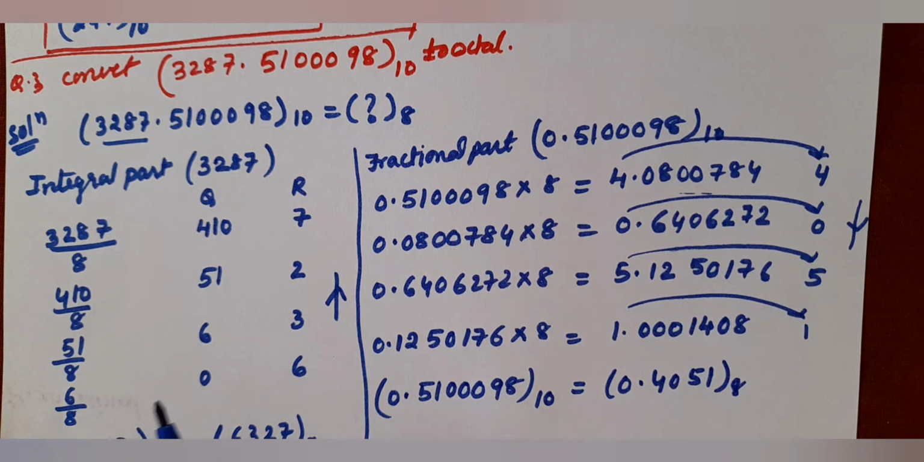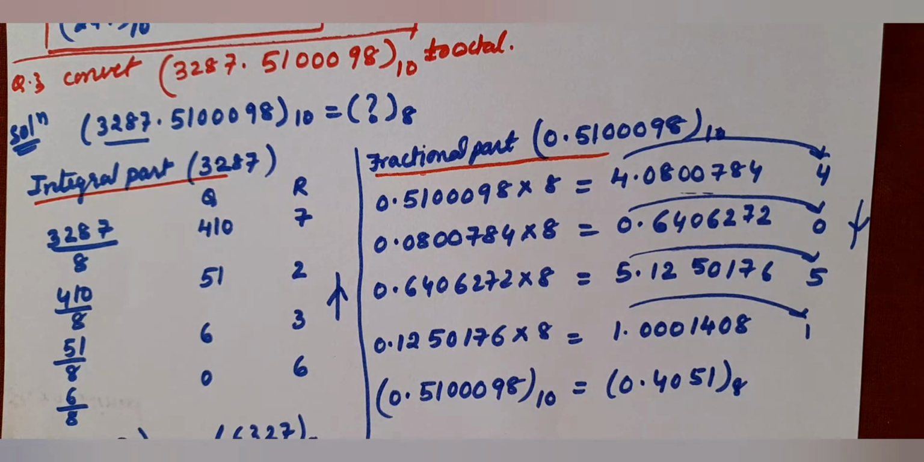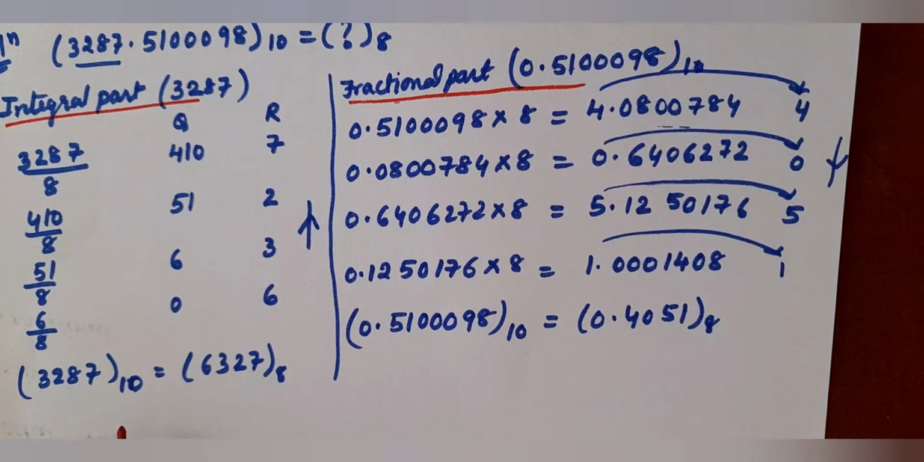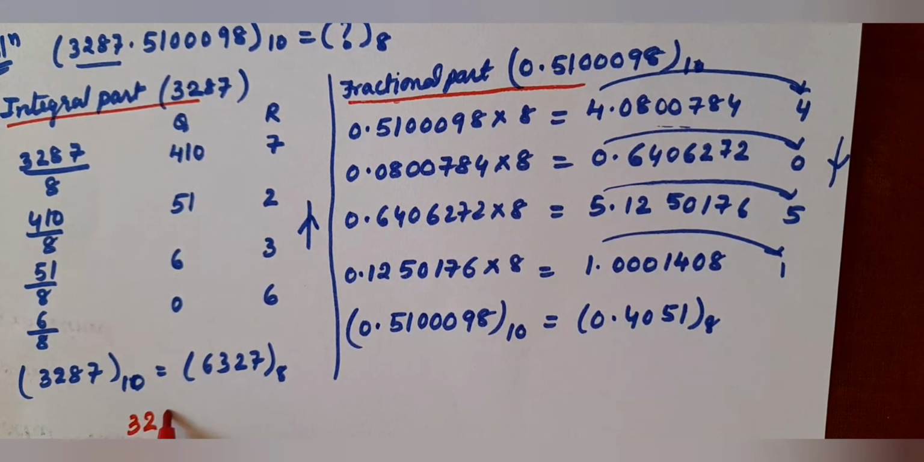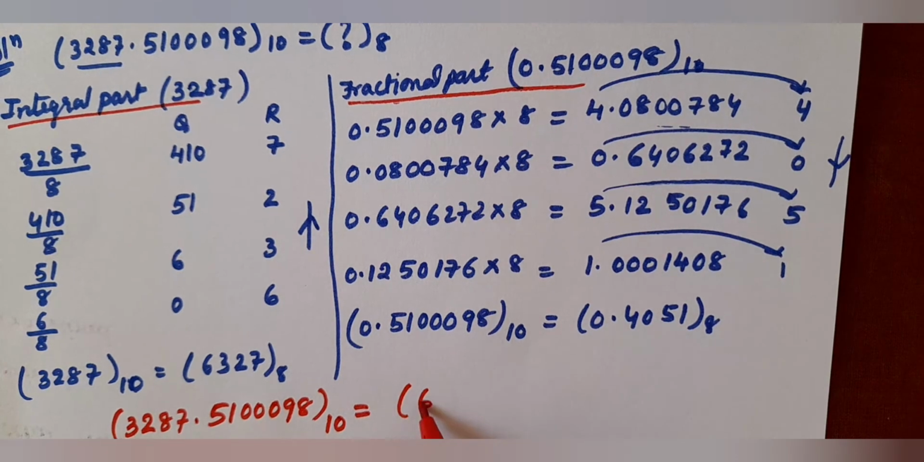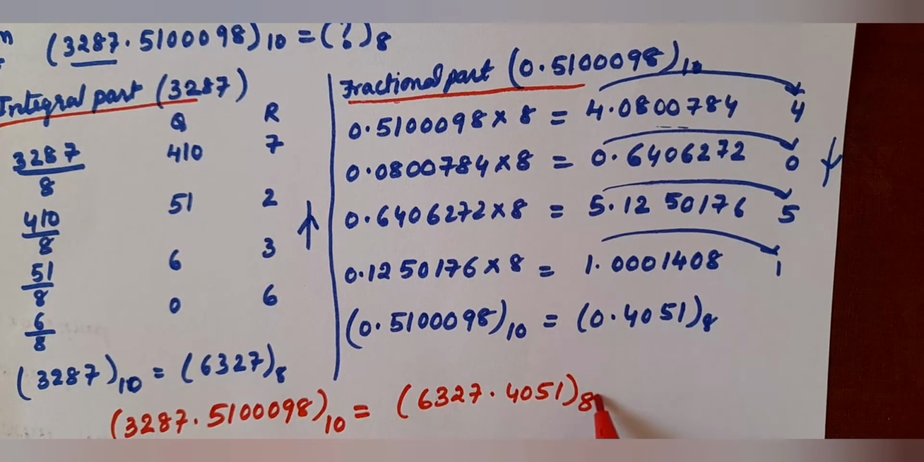So for the integral part you have to divide, and for the fractional part you have to multiply by 8. Why 8? Because it is an octal system. If it is binary, you have to divide by 2 and multiply by 2. So depending on the number system you have to write it. What is the final answer coming to be here now? 3287.510098 in decimal is converted to 6327.4051 in octal.